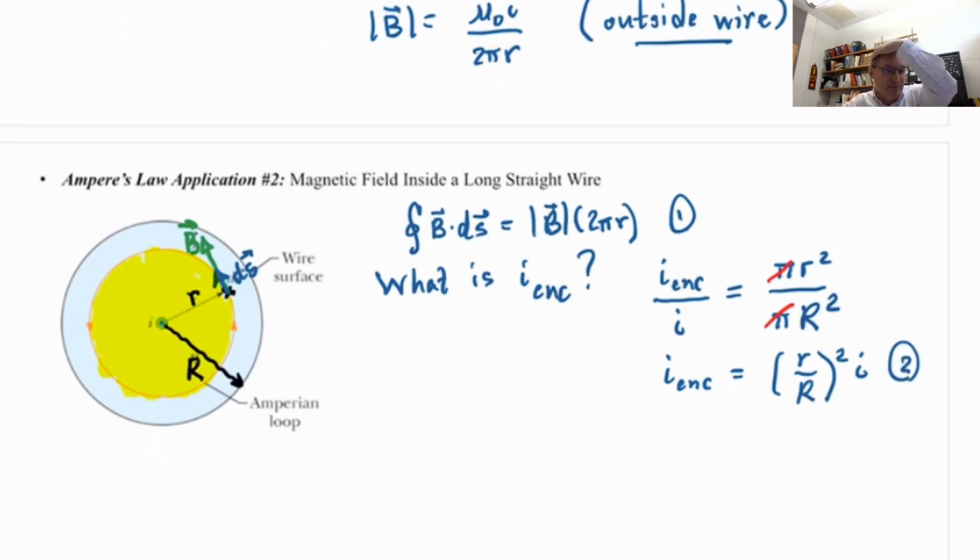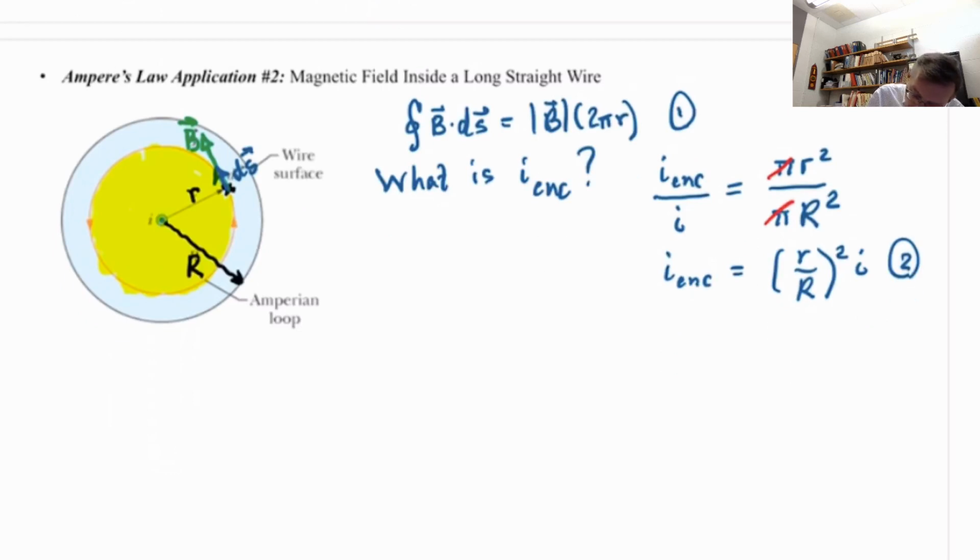The enclosed current is the total current times the ratio of little r squared over big R squared. And that works for any little r between 0 and big R. Notice when little r equals 0, I enclosed equals 0. When little r equals big R, I enclosed equals I total. And then we just put these two expressions together in Ampere's law. And we'll be solving then for the B magnitude at a point inside this long straight wire.